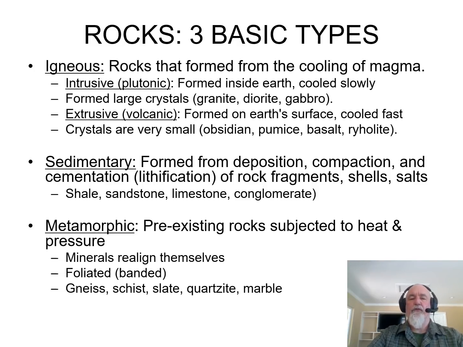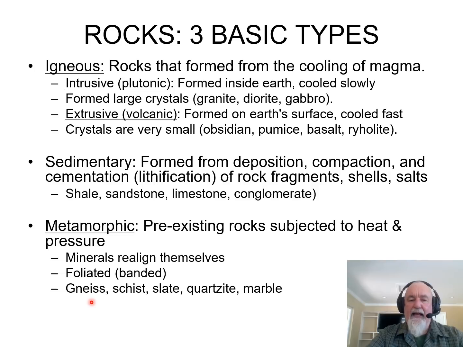Our last or third type is referred to as metamorphic rocks. And metamorphic rocks are pre-existing igneous rocks or sedimentary rocks or even metamorphic rocks that were subjected to heat and pressure, not enough to melt them, but enough to have the minerals within the rocks realign themselves. So we often see degrees of banding or foliation where the lighter and darker minerals have realigned within the rock.